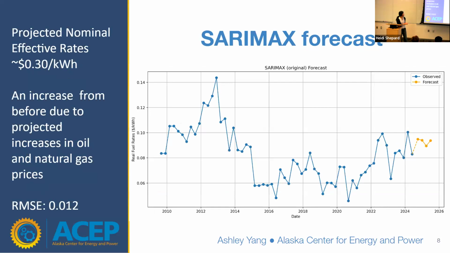Next is SARIMAX. Now it went up to around 30 cents a kilowatt hour for the next quarter. This is an increase from before due to projected increases in oil and natural gas prices. With exogenous variable forecasting, I'm able to adjust it, so this is what the EIA predicts in prices for oil and natural gas. I was able to incorporate it into the model. And the RMSE is lower, so it's performing better with all these exogenous variables included.